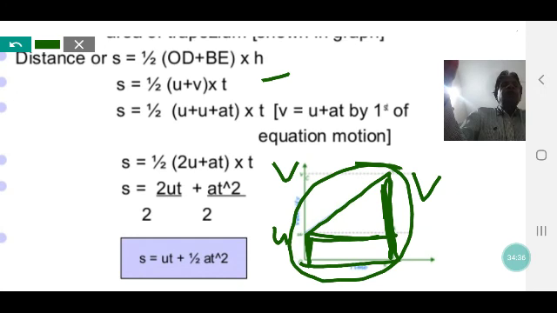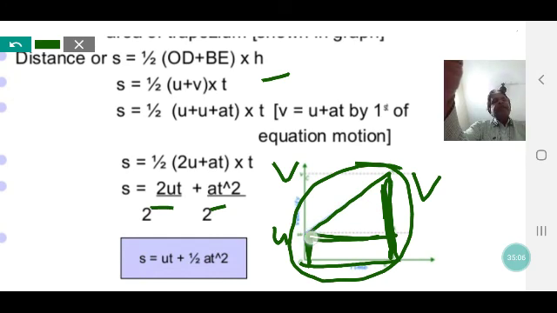Now we also know by the first equation of motion that V is equal to U plus AT, multiplied by T here. Now what would we get here? Half into twice U plus AT. If you multiply T here, we get the value of AT square, and here the 2s cancel, and we get UT. So we get S is equal to UT plus half AT square.